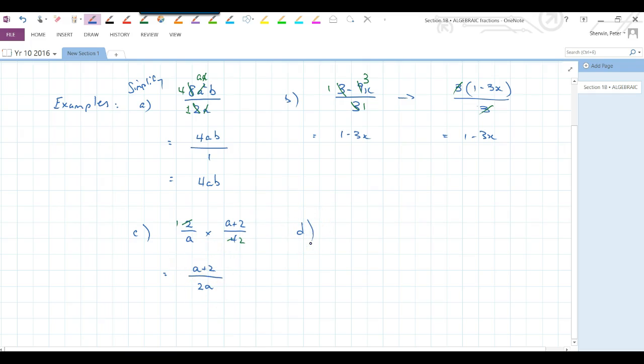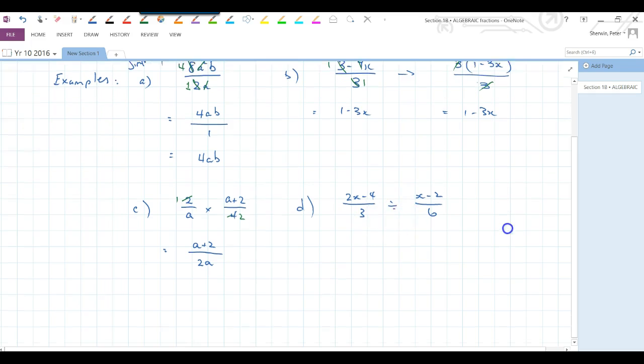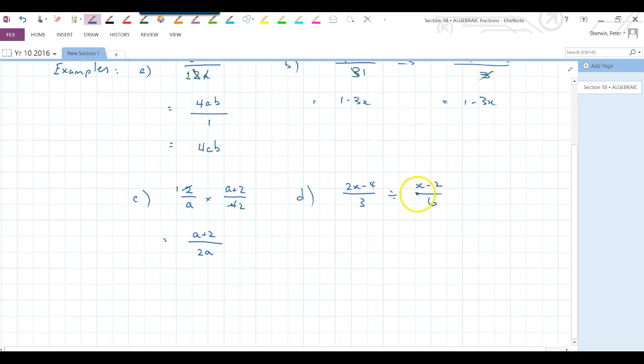Okay, let's look at part D. What do we got here? We got a division. So it's 2x minus 4 over 3 divided by x minus 2 over 6. Okay, what we do with these sorts of questions when we're dividing by a fraction, you might remember the first thing we do is we change that division, don't we? We change it to a multiplication, and then the fraction we're dividing by, not the original one, the one we're dividing by, we write as the reciprocal. So we switch the numerator and denominator around. Okay, and this fraction here stays the same.